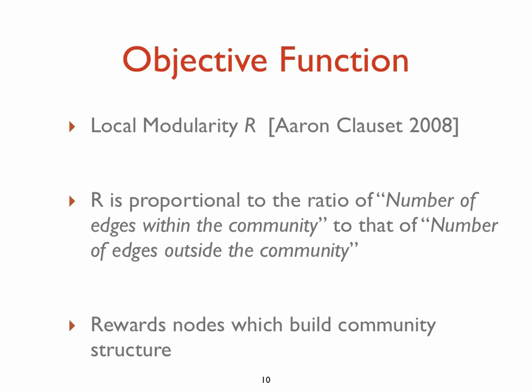The objective function is called local modularity and it is based on the structural properties of the network graph, which is based on user interactions. It is proportional to the ratio of the number of edges within the community to that of the number of edges outside the community. In principle, local modularity calculates the density of edges of nodes within a community. It basically rewards nodes which build a denser community structure than the ones which do not.